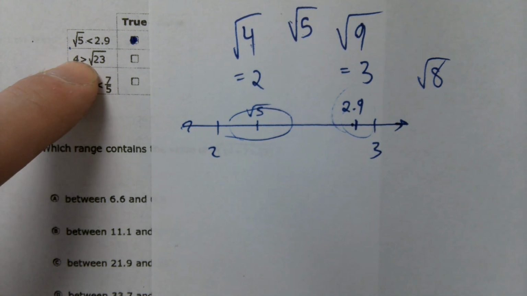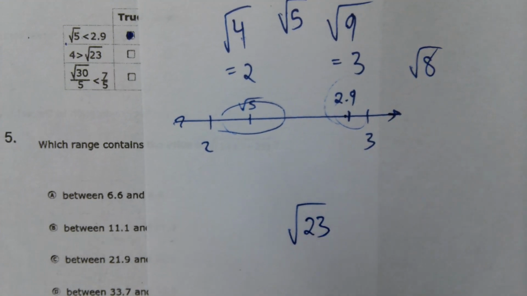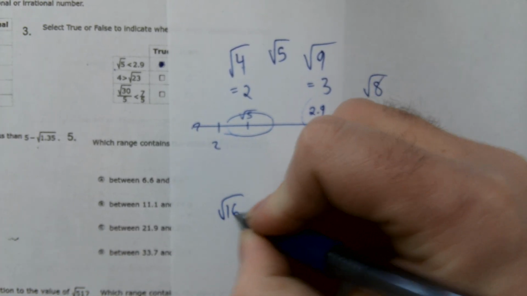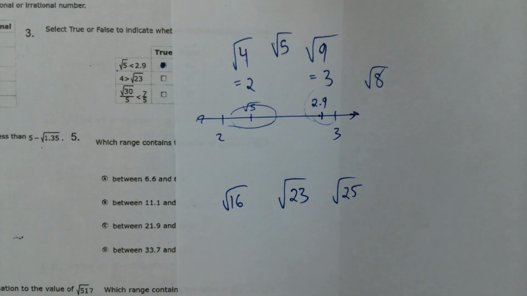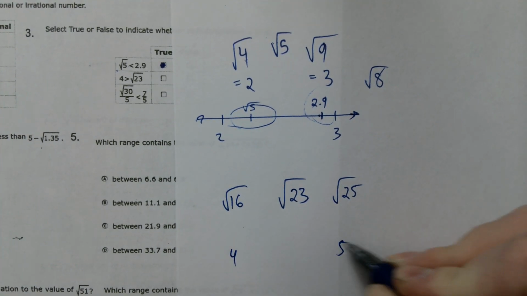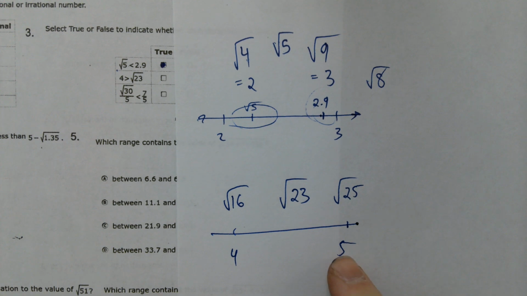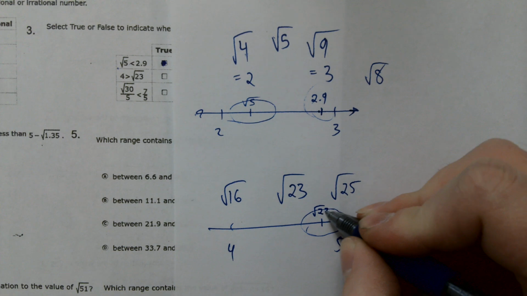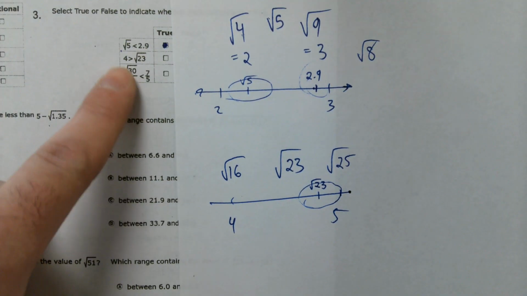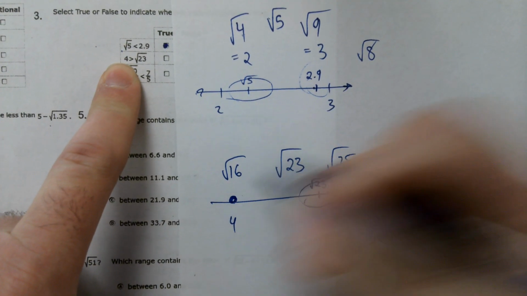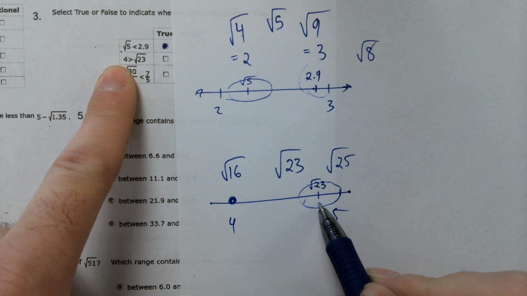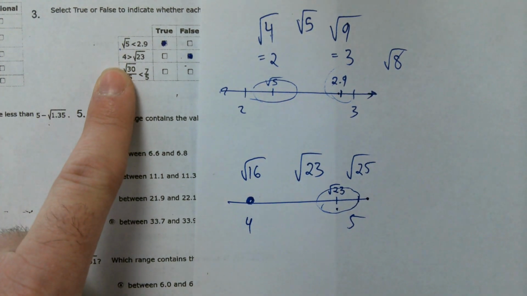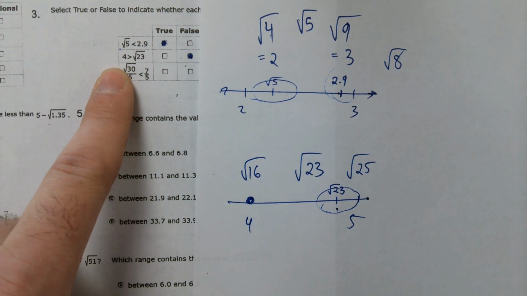What about the square root of 23? What's the closest perfect square to 23? 25. It's slightly more. 16 is a lot less, right? So this is between 4 and 5. 23 is pretty close to the 5 range, right? Maybe somewhere in here. We could say that is the square root of 23. Well, I'm comparing that with 4. That's right here. Is that more than 4 or less than 4? It's definitely more than 4, so that next one's got to be false. You guys following along? Yeah?